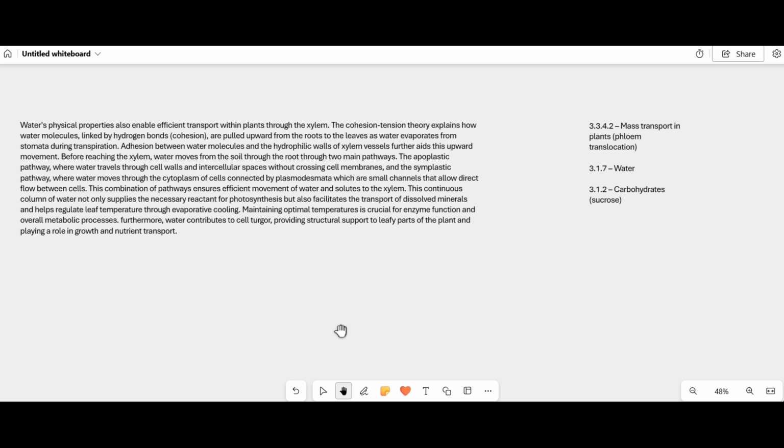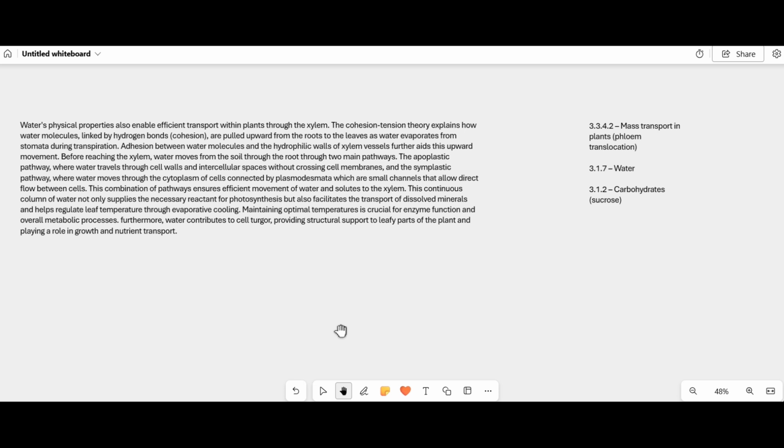Before reaching the xylem, water moves through the soil and through the root via two main pathways. Again, this is normal, standard A-level. The apoplast pathway is where water travels through cell walls and intercellular spaces, without crossing cell membranes. So that's when it squeezes through the cell walls and just moves through. And then the symplast pathway is where the water moves through the cytoplasm of the cells, connected by the plasmodesmata, which are small channels that allow direct flow between cells. This combination of pathways ensures efficient movement of water and solutes to the xylem.